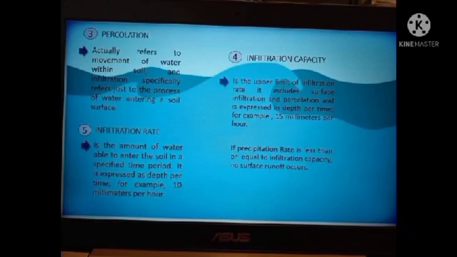Infiltration rate is the amount of water able to enter the soil in a specified time period. It is expressed as depth per time, for example, 10 millimeters per hour. Infiltration rate is a measure of how fast water enters the soil, typically expressed in inches per hour for initial in-field assessments. However, it is more practical to express the infiltration rate as the minutes needed for a soil to absorb each inch of water applied to the surface.